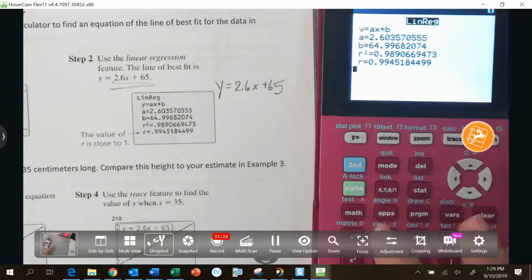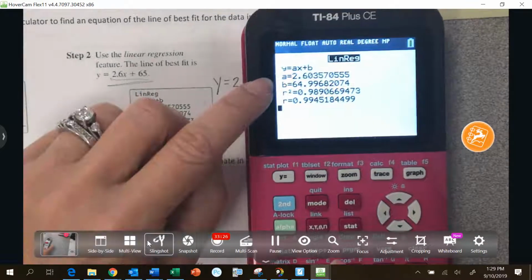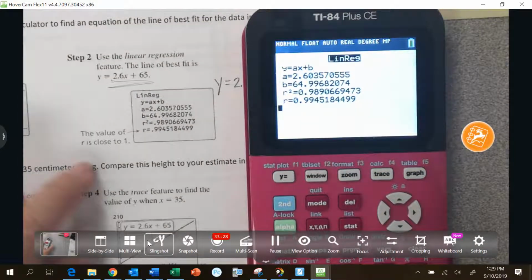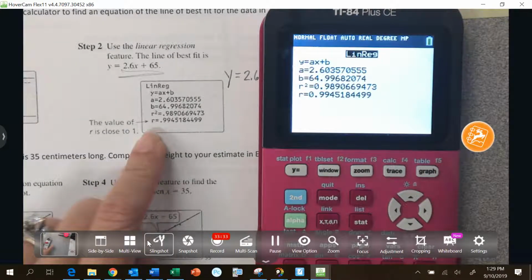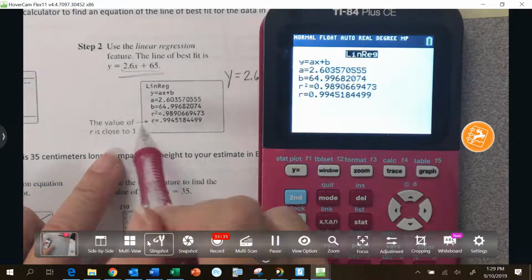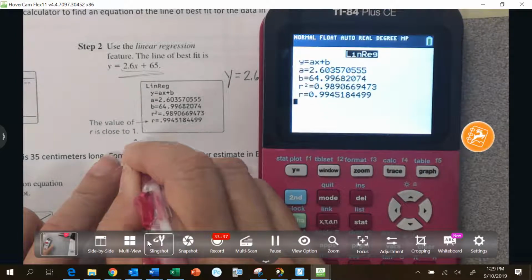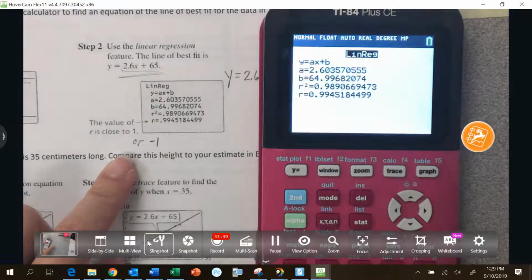Okay. And then this r squared we're not going to deal with at all, but we're going to look at just the r. And we're going to look for values of r on the next page that are close to 1, or close to -1. And I'll show you that in a moment. Okay. Now we're going to graph this.